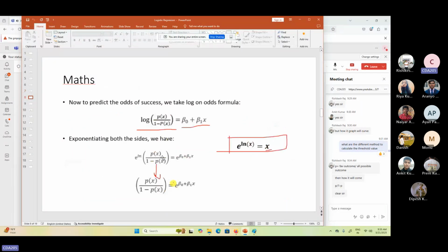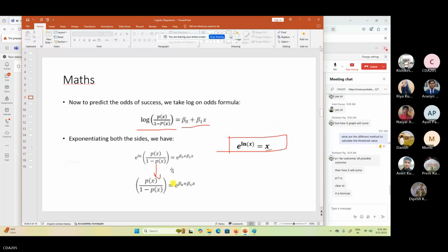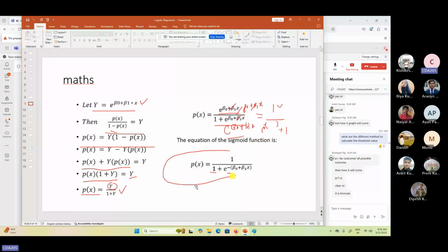Okay, so what did we do here? We applied exponential on both sides. When we apply exponential, we know that e to the power log x is equal to x. So whatever the value is here, both become p(x) by 1 minus p(x) is equal to e to the power beta naught plus beta 1 x. So here we have taken it as y: p(x) by 1 minus p(x) is equal to y. So now we can say that p(x) is equal to y into 1 minus p(x). Okay? Are you clear with this line?